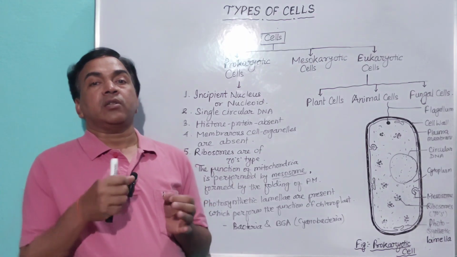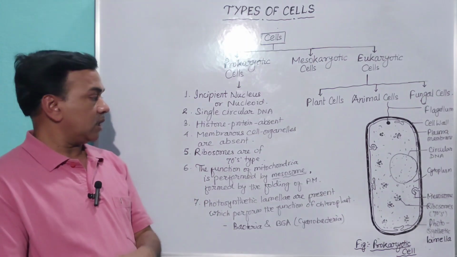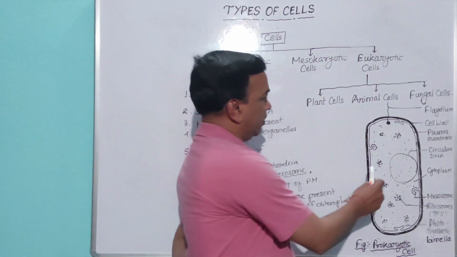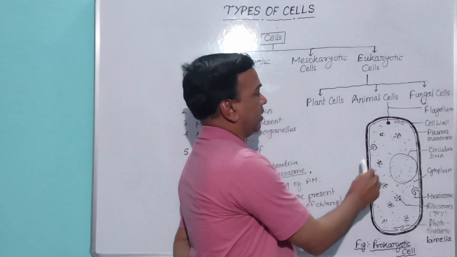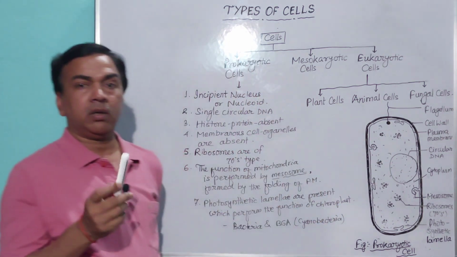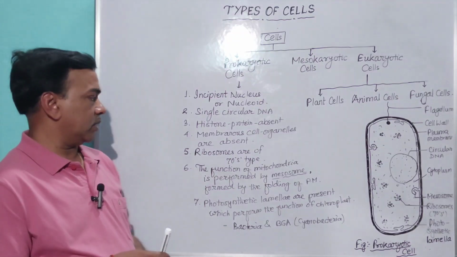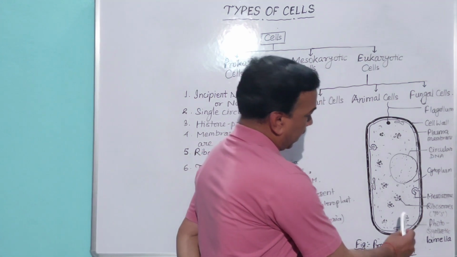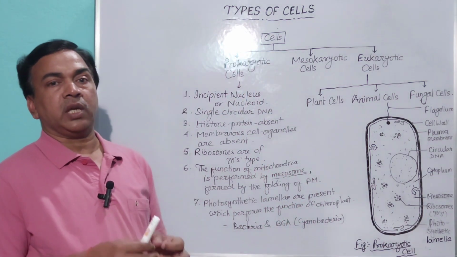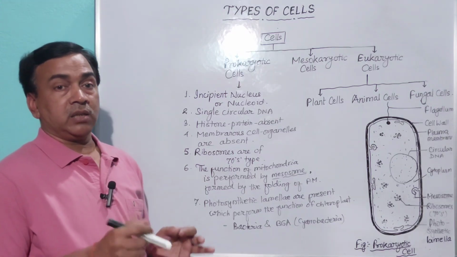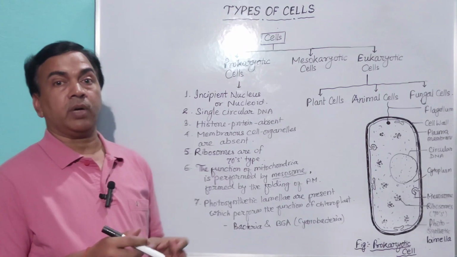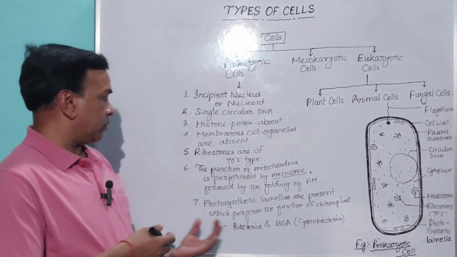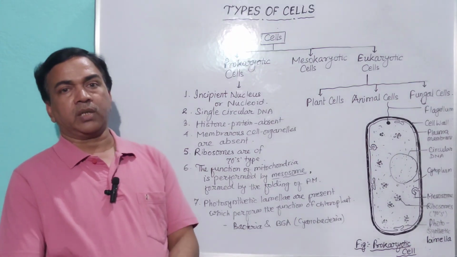The function of mitochondria is performed by mesosome. What is mesosome? Mesosome is the folding of plasma membrane which performs the function of mitochondria in prokaryotic cell. The plasma membrane of prokaryotic cells also folds like lamellae, called photosynthetic lamella, and this photosynthetic lamella performs the function of chloroplast.